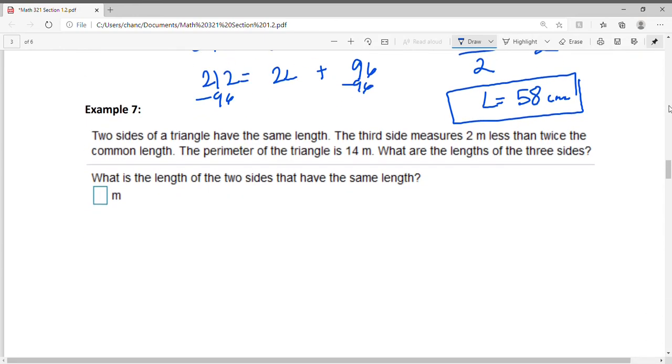Example 7. Two sides of a triangle have the same length. The third side measures 2 meters less than twice the common length. So let's call this x since they have the same length. And then the third side we said is 2 meters less than twice the common length. So let's say that's 2x minus 2, twice the 2x, and then 2 less than that.